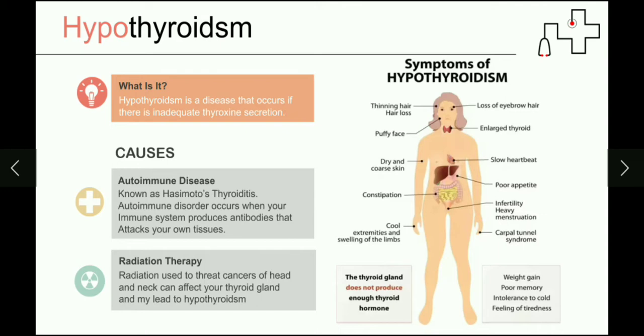So, these are the symptoms of hypothyroidism. First, thinning hair and hair loss, loss of eyebrow hair, puffy face, enlarged thyroid, dry and coarse skin, slow heartbeat, constipation, poor appetite, infertility or heavy menstruation, cool extremities and swelling of the limbs, and carpal tunnel syndrome. Other than that, we also have weight gain, poor memory, intolerance to cold, and a feeling of tiredness which happens inside of us. Now let's proceed to the next disease.